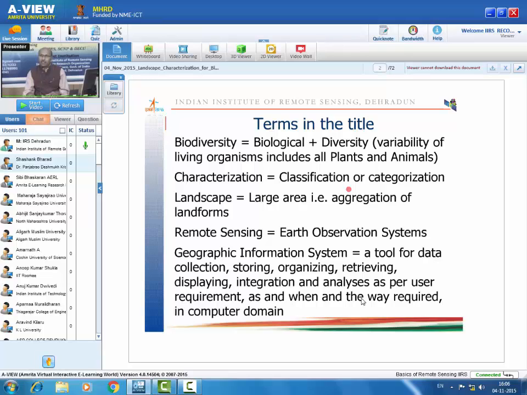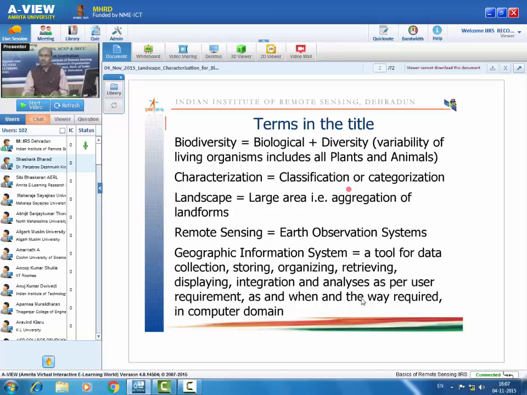Now GIS, as mentioned here, is basically a tool for collecting, storing, organizing, retrieving, displaying, integrating and analyzing the data as per your requirement. That is a very important aspect. The second aspect is, as and when I need it, I should be able to analyze. The third thing is the way I want to analyze. I may have some data and my requirement may be different. Somebody else wants to analyze the same data and his requirement could be different. That means users should have the freedom to analyze the data as per their requirement.